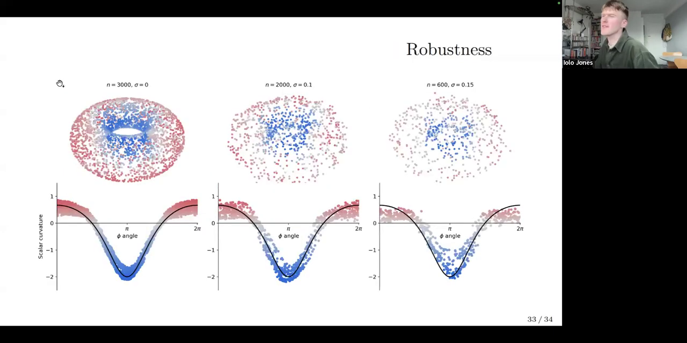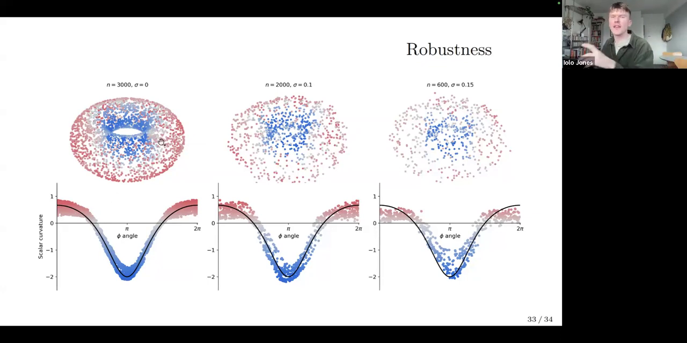I've alluded quite a lot to robustness, so I just want to quickly show this figure as a demo of why all of these methods are robust, focusing particularly on the example of scalar curvature on the torus. So here, this is a really dense one. This is 3,000 points with no noise. So you can really see exactly what the shape is. And when we compute scalar curvature, we get a super tight estimate of what the true scalar curvature should be.